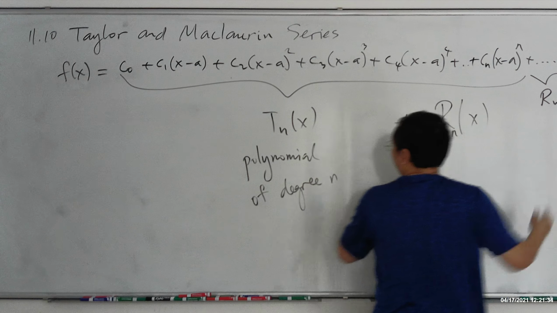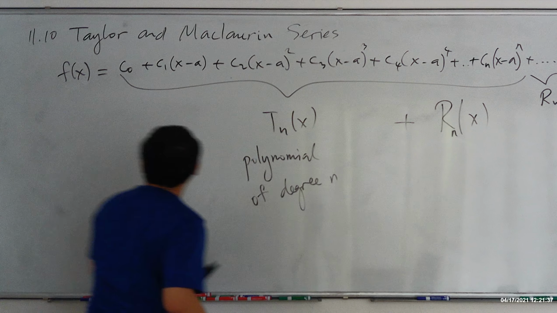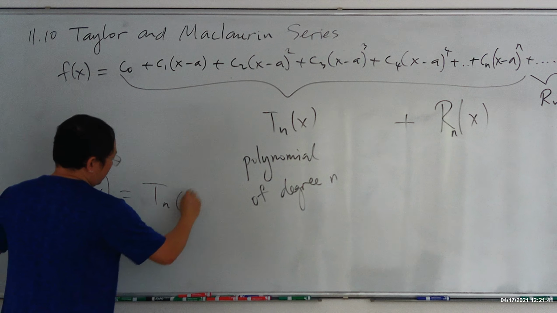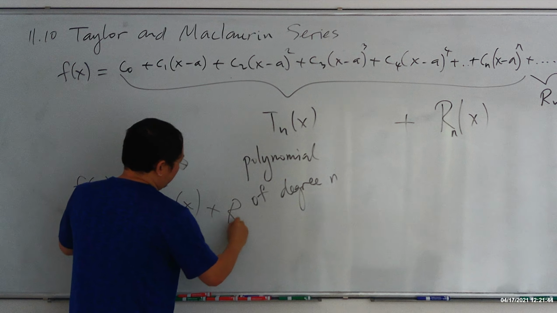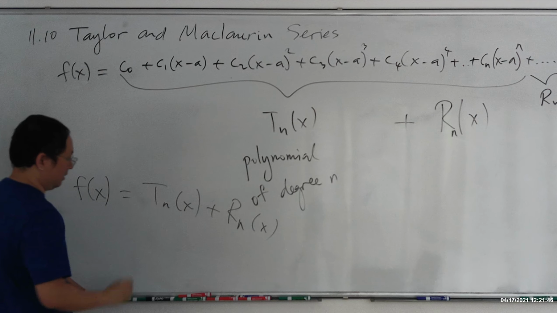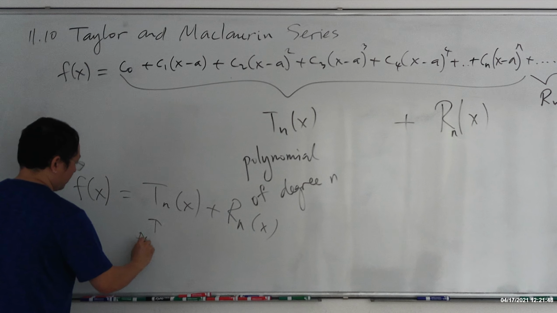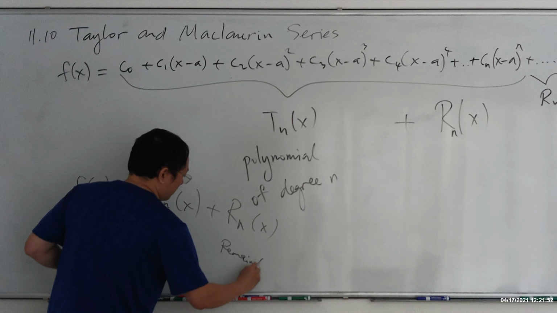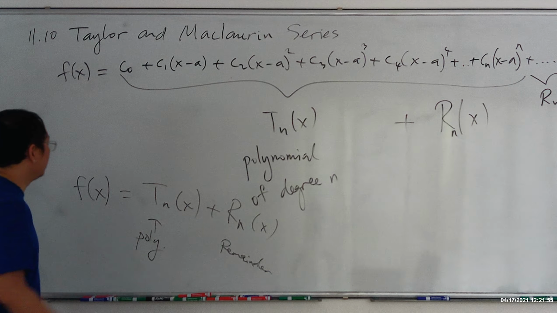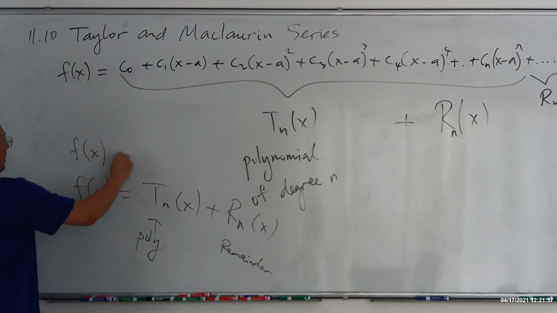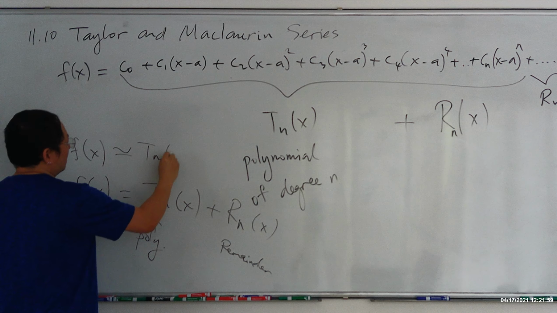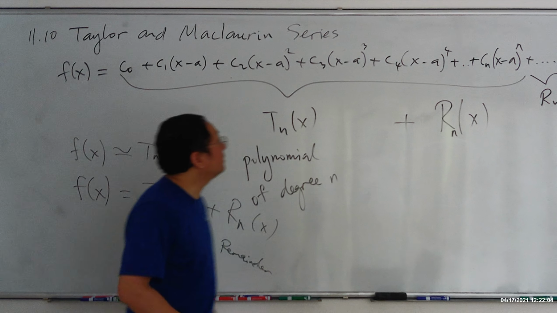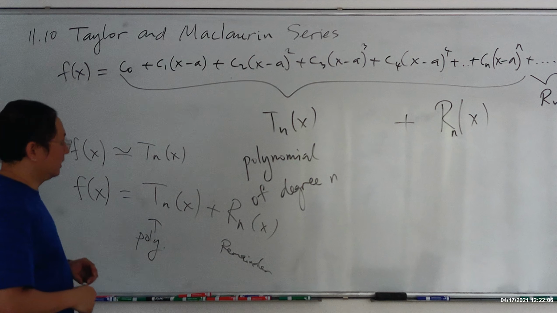And I'm writing down here. So in short, you can think of f of x as equal to Tn of x, a polynomial, plus a remainder. This is a polynomial. This is a remainder. This is an error. So in other words, f of x is approximately equal to a polynomial plus a little remainder right there.